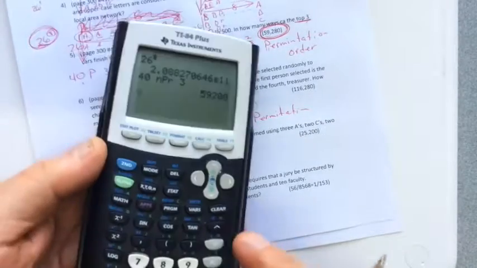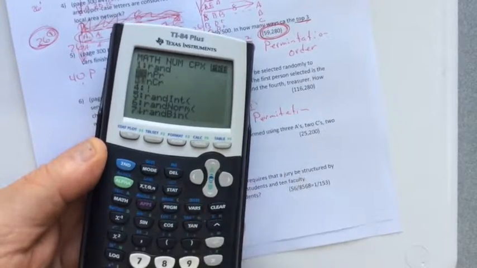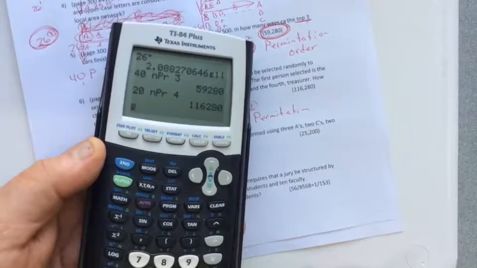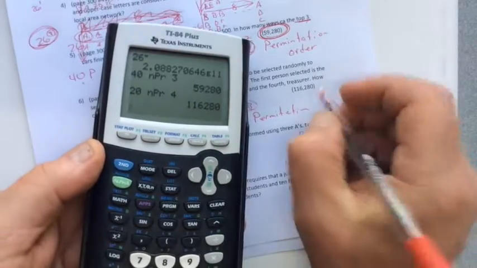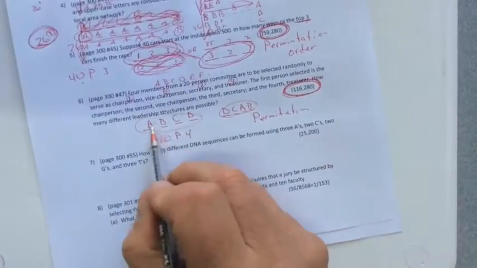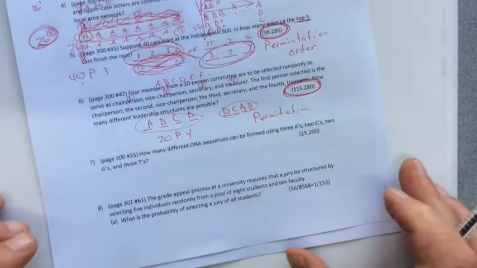So we go 20, math, permutation 4. That's 4 winners out of 20. There's 116,280 of those different combinations. So if first, second, third, fourth place, if the order matters, it's called a permutation.